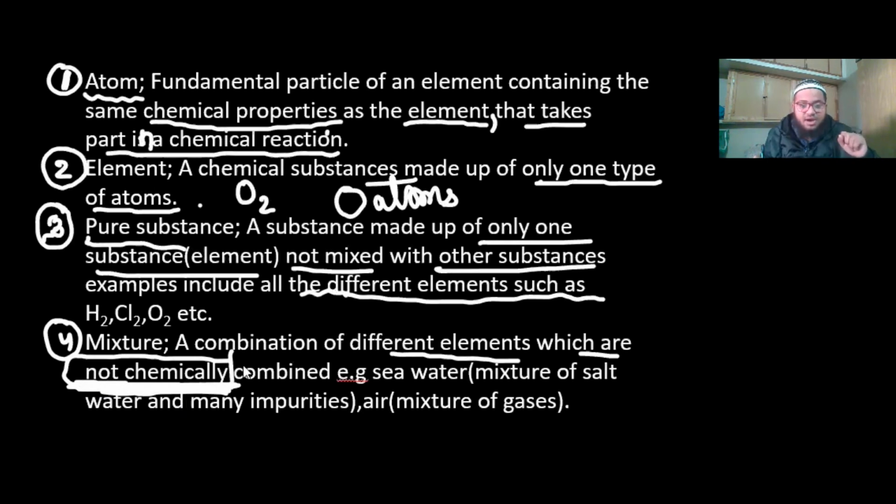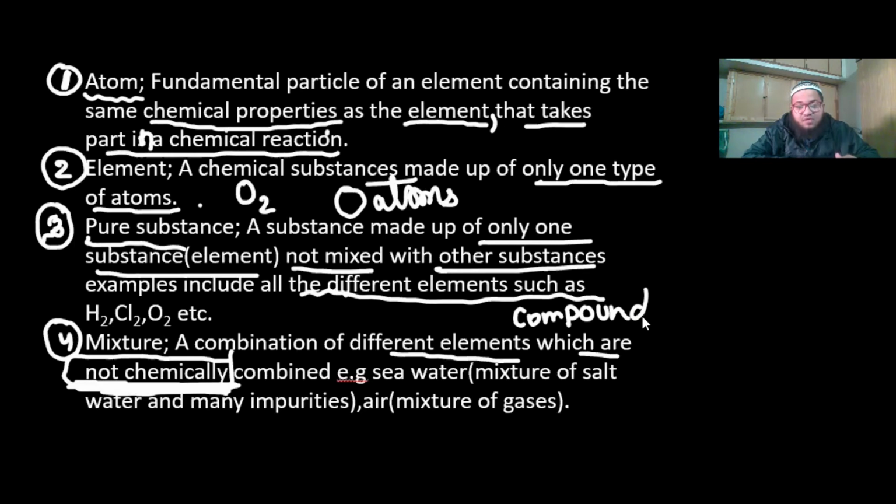If they are chemically combined, what do we call such a substance? Having 2 or more elements which are chemically combined, that's the definition of a compound. We'll be talking about that in a separate discussion when we'll be doing atoms and elements in a lot more detail. We'll also be talking about compounds and mixtures, but over here, just remember that a mixture is a combination of different elements or different substances which are only physically combined and not chemically combined. Okay, just remember that.